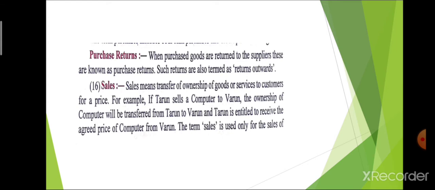Same as sales. Sales means transfer of ownership. It means that if I have a good and I sold that good to another person, right now I am not the owner of the good. The other person is the owner of the good. It means transfer of ownership is called sales. And the sale is only considered for goods. It also includes cash sale as well as credit sale.